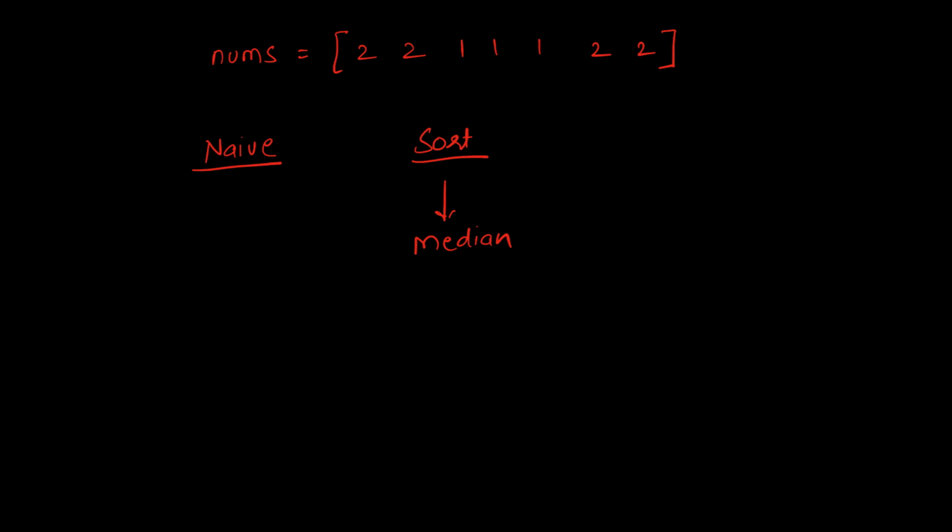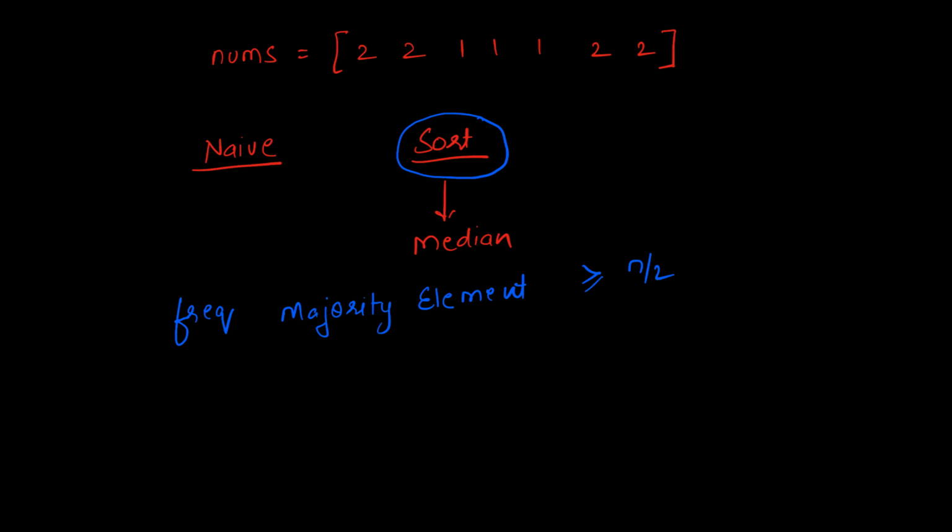We'll start with the basic naive approach. In this approach, we'll start by sorting the input array in ascending or descending order, and then return the median of the sorted array. The median is the number that is at the center of the array. As the frequency of the majority element is greater than n/2, after sorting the array, the median is always going to point at the majority element. It is not possible for any other number besides the majority element to be the median of the sorted array.